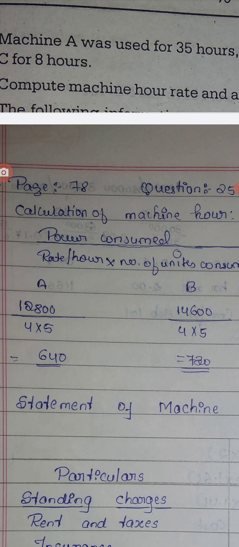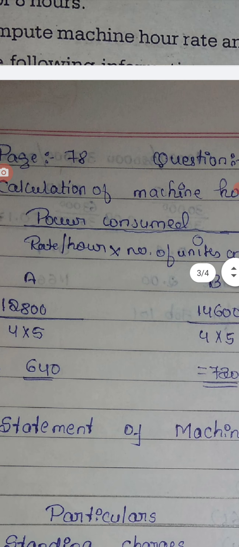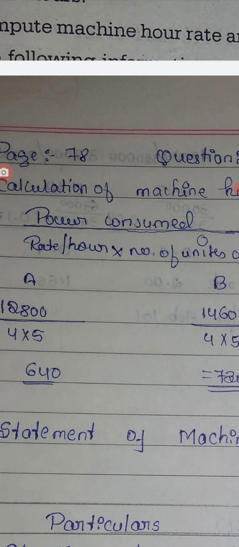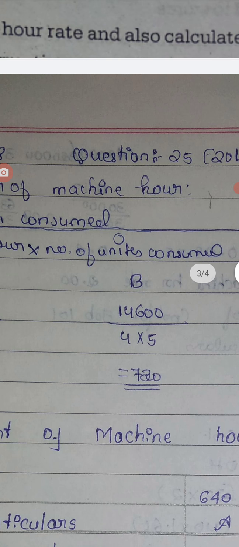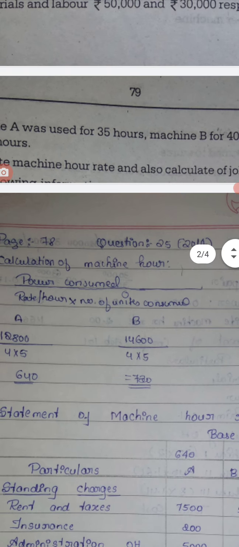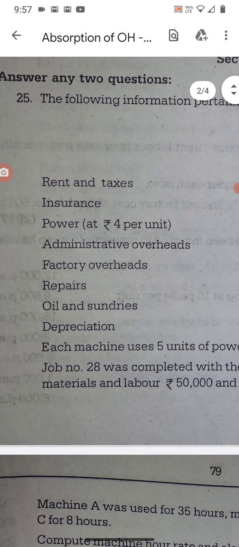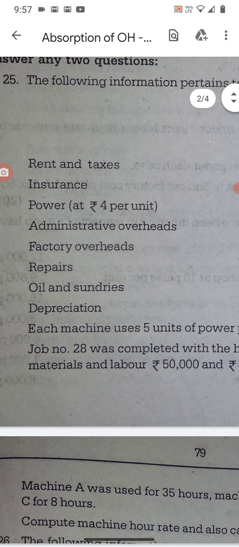First we have to calculate the number of machine hours. Usually they give it in the problem. If they don't give it, we have to use a particular formula. Remember, always for calculation of machine hours in machine hour rate problems, we use this formula: power consumed divided by rate per hour, divided by the number of units consumed.